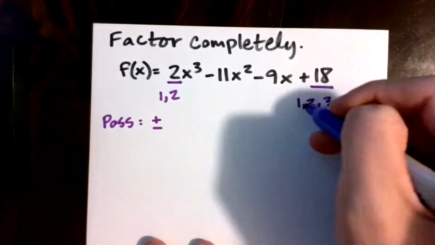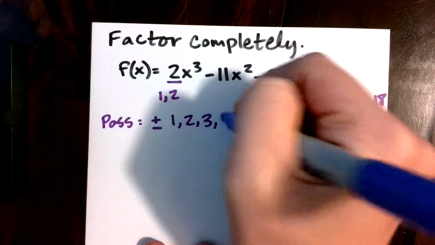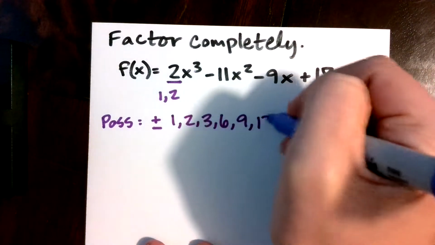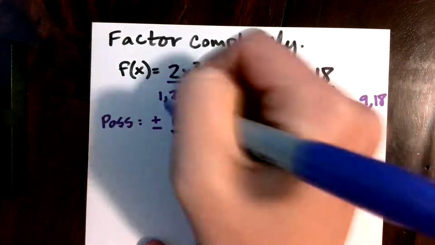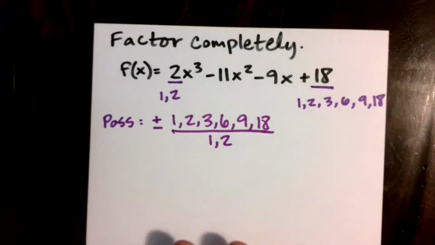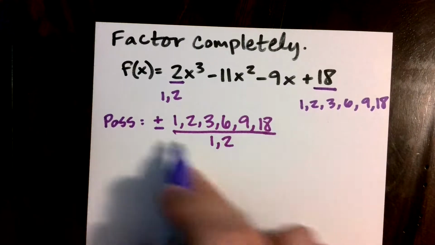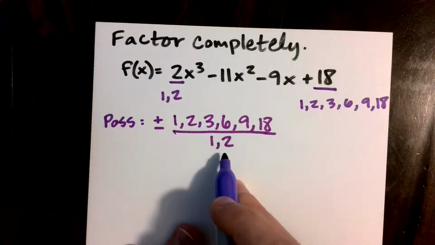We usually don't consider negatives, but we've got 1, 2, 3, 6, 9, and 18 all over the factors of 2. So what we are doing here is considering that we could have all of those things divided by 1. We could have all of those things divided by 2.